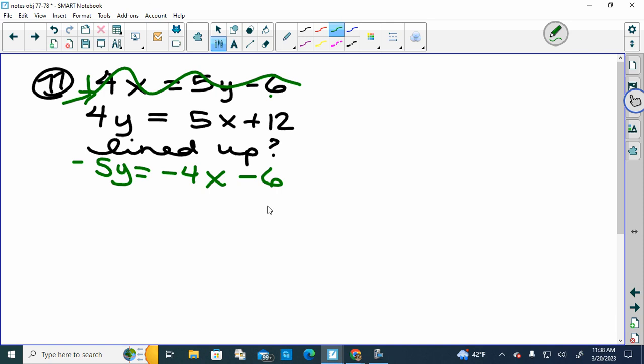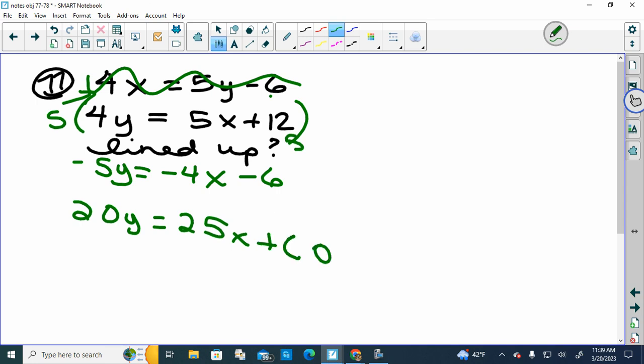20. Okay, so that means I would need to multiply this by what to make it 20? 5. And you can't just do it to that one. It has to be the whole equation. Okay? So if I distributed that, it's going to give me 20y, 25x, and that'd be 60. Good. Okay. So same thing here.